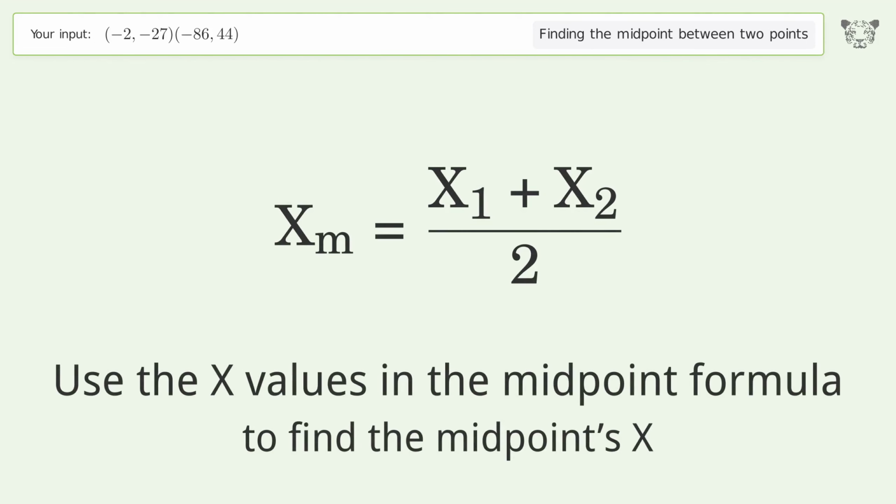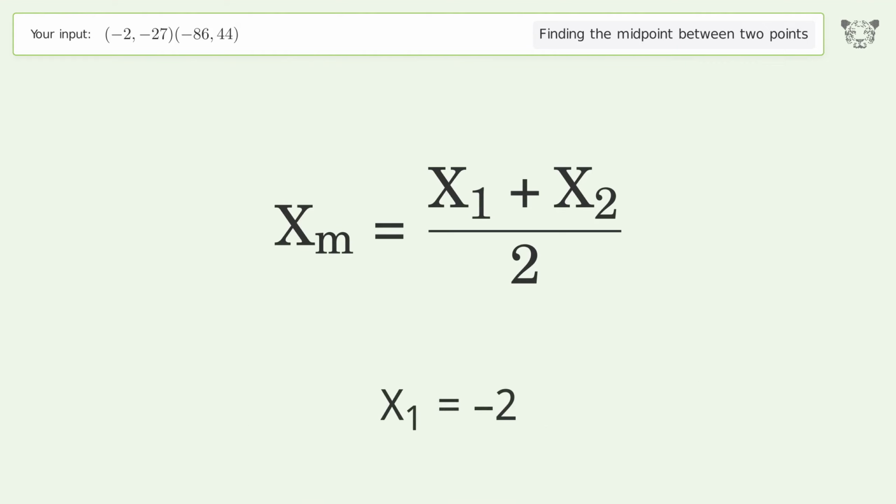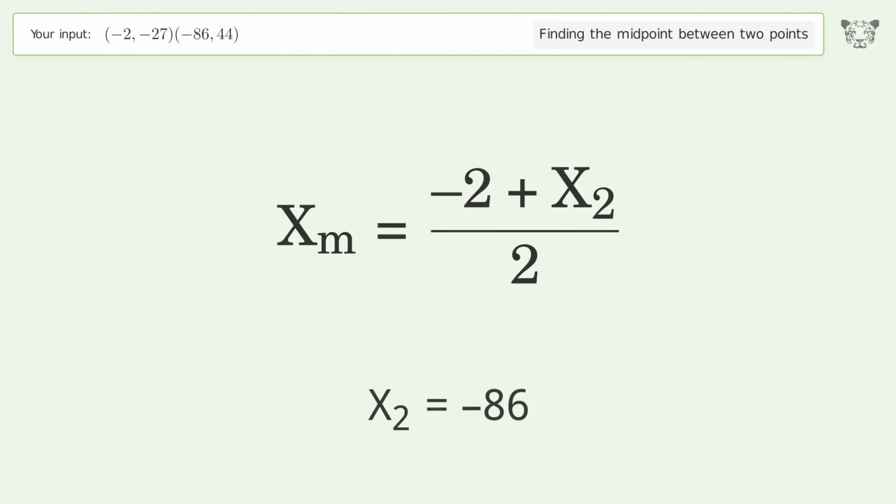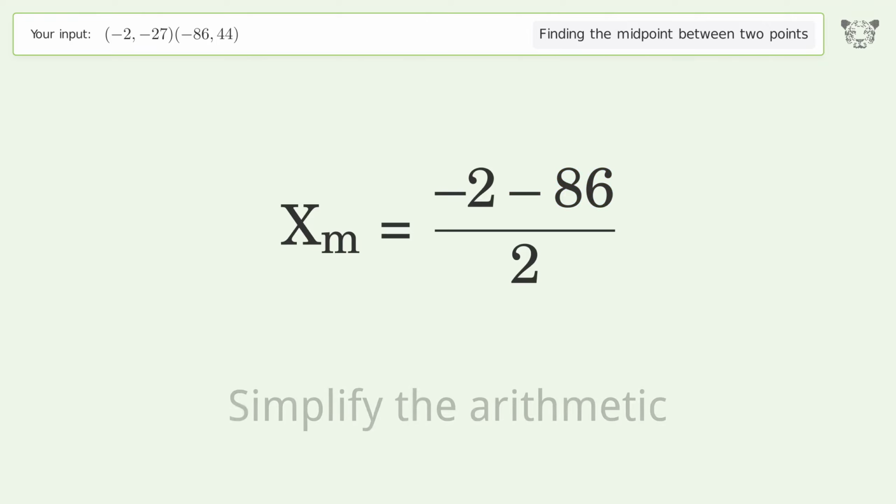Use the x values in the midpoint formula to find the midpoint's x. x1 equals -2. x2 equals -86. Simplify the arithmetic.